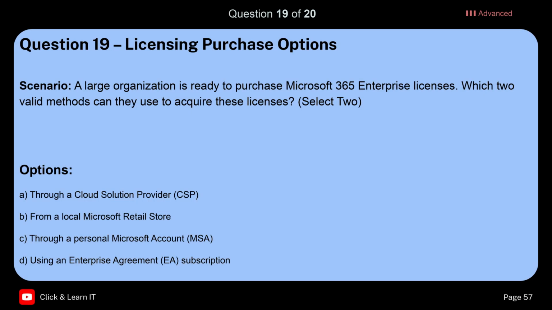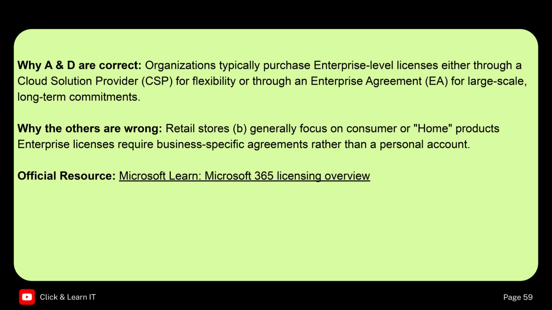Question 19. A large organization is purchasing Microsoft 365 enterprise licenses. Which two valid methods can they use to acquire these licenses? Select two. The correct answers are A, through a cloud solution provider or CSP, and D, using an enterprise agreement or EA subscription. These are common methods for acquiring enterprise level licensing.